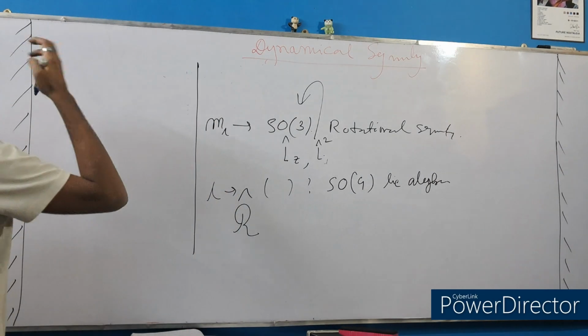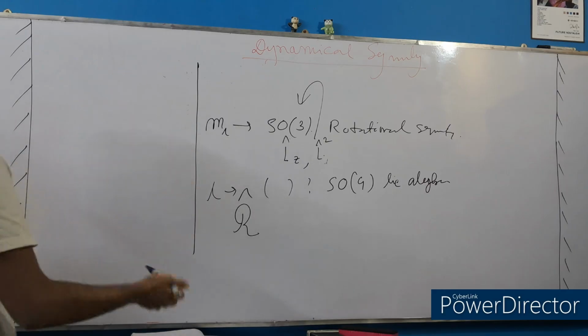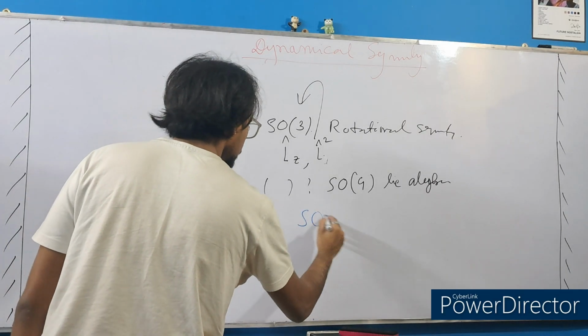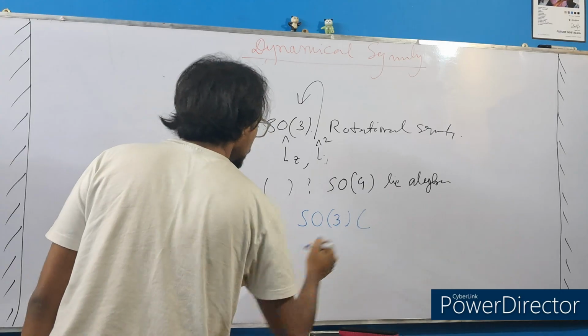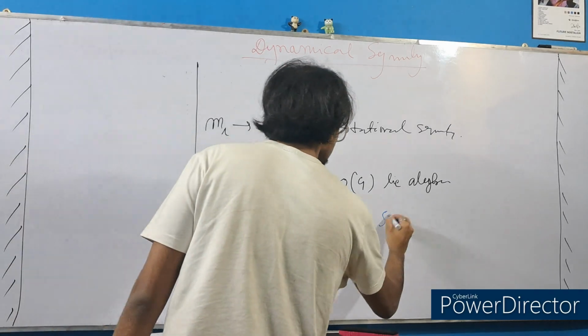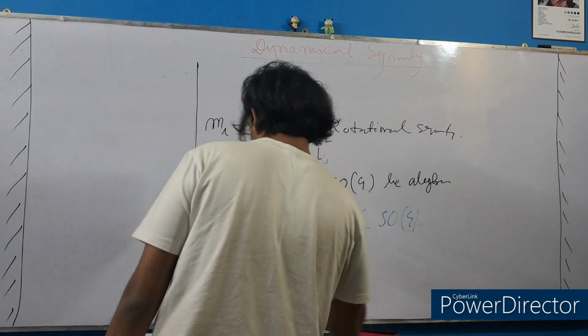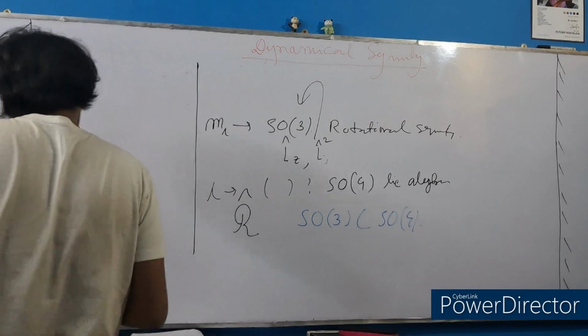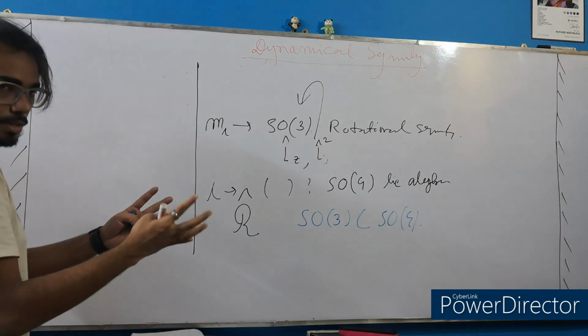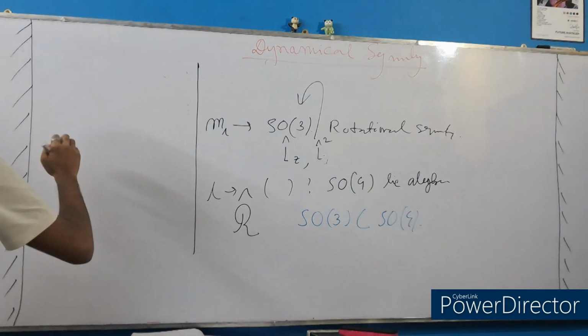We already know that due to SO3 and... SO3 will always be a subgroup of SO4, because definitely SO4 is a bigger symmetry, so SO3 will lie inside it.